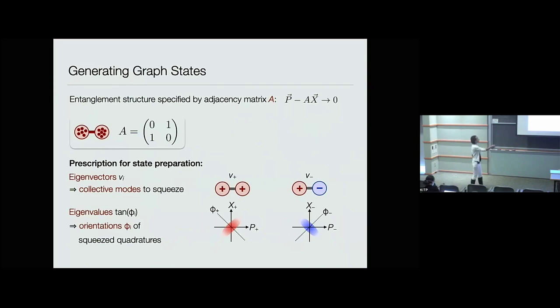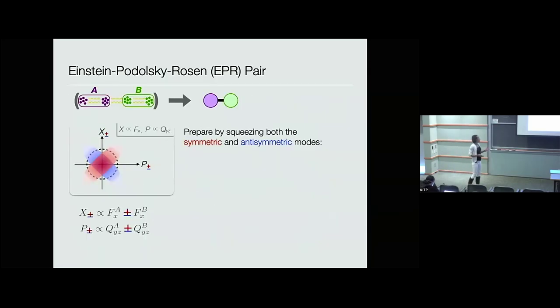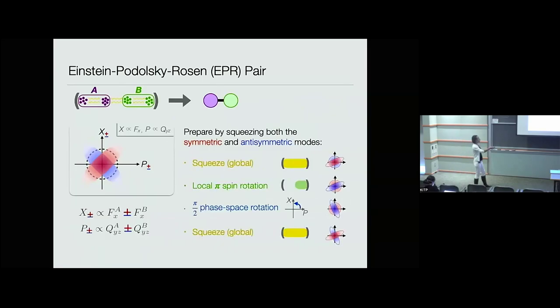I should squeeze, in this case, the symmetric and the anti-symmetric mode. And the eigenvalues, here plus and minus 1, tell me which quadratures I should squeeze. So the eigenvalues in this case tell me I should just squeeze orthogonal quadratures of these two modes. So that's a prescription in terms of collective operations that are very natural to do in a cavity. To make this EPR entangled state, I will do a global squeezing operation. Then we do a local pi rotation. In this case, physically there are 4 atom clouds, but for now we're just treating them as the left and right subsystem. I call them A and B.